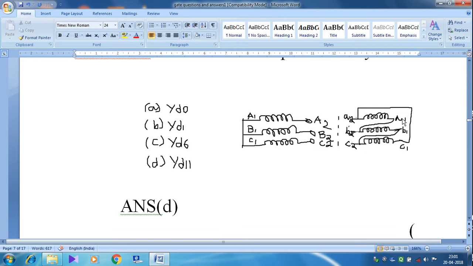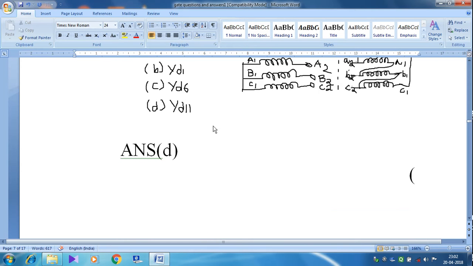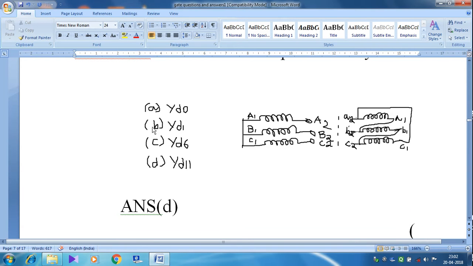That is A1 to B2, and A2 to C1, and C2 to B1. This is the delta connection. Therefore, it is star-delta, that is, primary is star and secondary is delta with minus 30 degree phase displacement. Therefore, the answer is B, that is YD1.